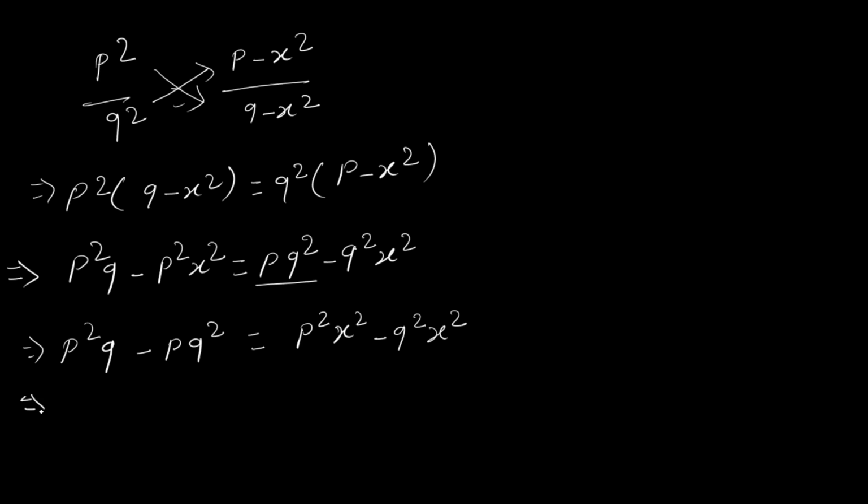If you will take common outside, what will be? P is here also, pq is here also, p and q is here also. So p and q if I will take common, then what is left out here? P. Out of 2p, 1p I have taken common and q I have taken common. So this is left with only p minus here also. P I have taken common, then left with q. So p minus q.